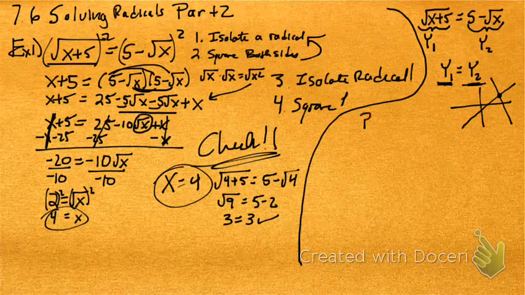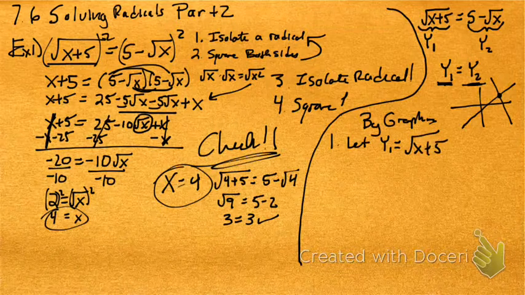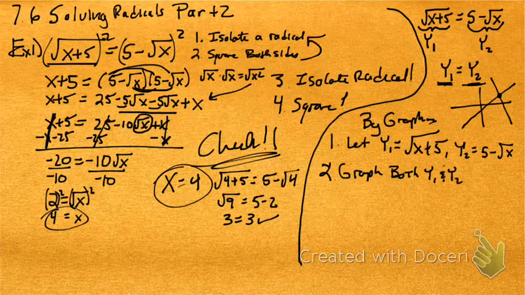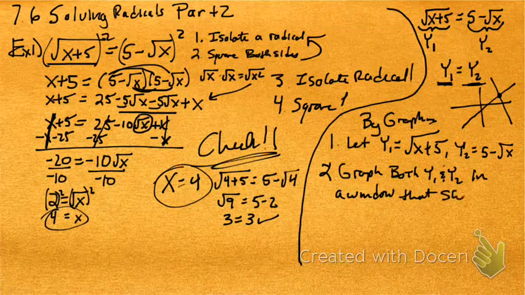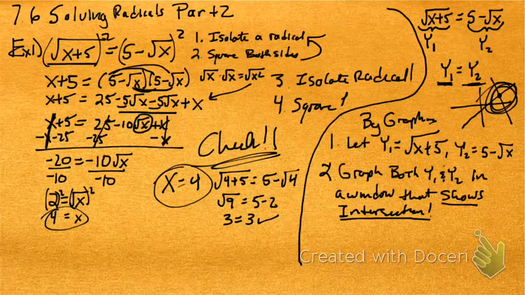When you solve by graphing, your first step is to let y1 equal the left side of the equation, which in this problem is x plus 5, and let y2 be 5 minus the square root of x. Then, step 2 is to graph both y1 and y2 together in a window that shows the intersection. That's key. You have to see the intersection. If you don't see where the lines cross, you're not going to be able to find the solution. Maybe if you're lucky, you'll get it in the standard window, but you may not.